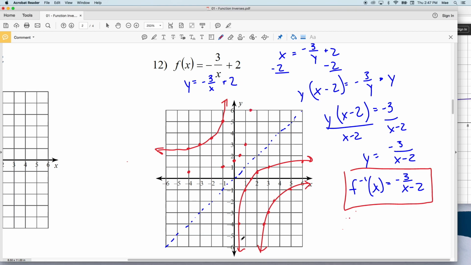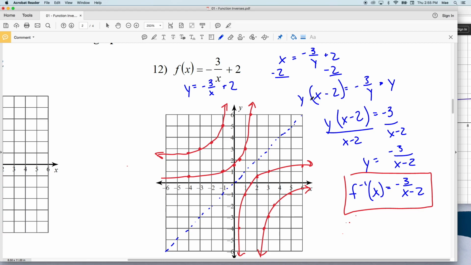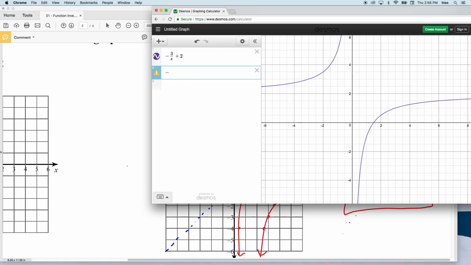Now I'll reflect that larger bottom curve. And now we've graphed our function and its inverse. And let's quickly double check plugging the inverse into our graphing calculator. -3 over x minus 2. And there we have it. It looks just like the graph we've drawn.